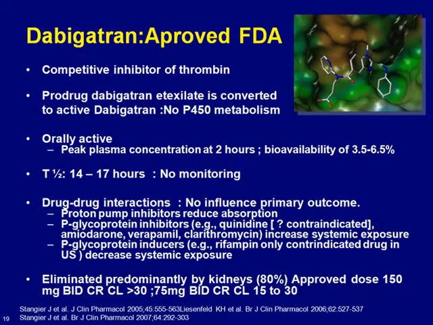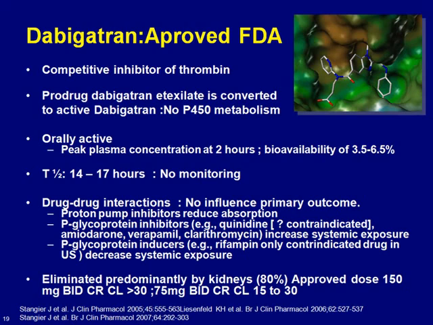Dabigatran is a prodrug that is given by mouth and converted by esterases into the active form of Dabigatran. There is no P450 metabolism and therefore less opportunity for drug-drug interactions as opposed to what we see with Warfarin. When given by mouth, the patients are therapeutically anticoagulated within 2 hours. The drug is given twice a day, and because of its highly predictable pharmacokinetics, no monitoring is required.